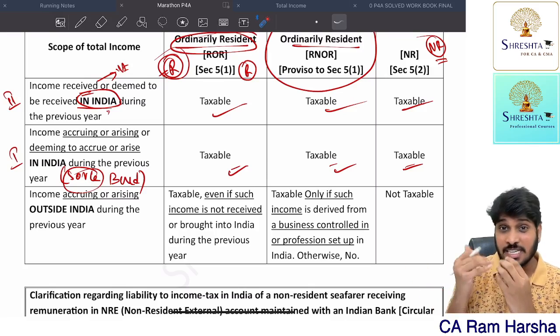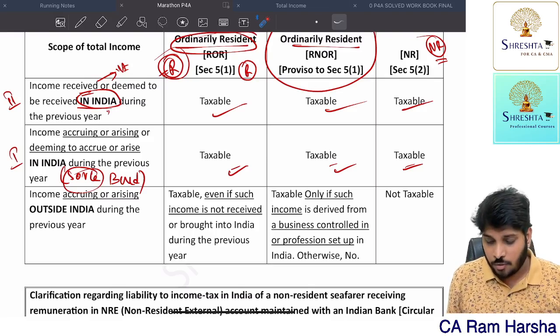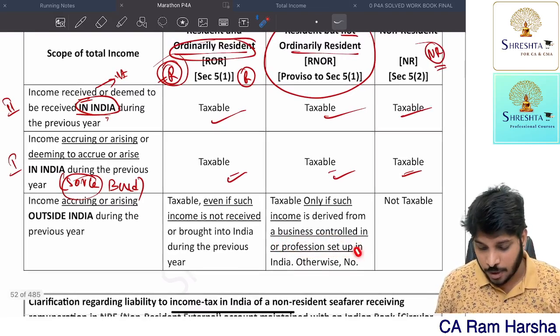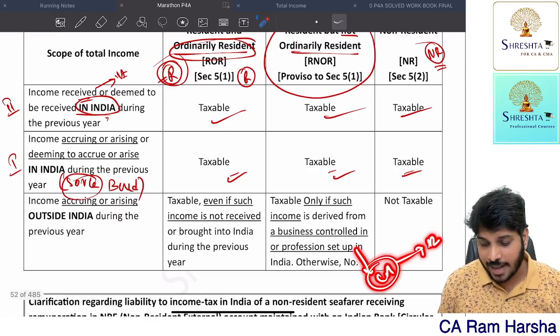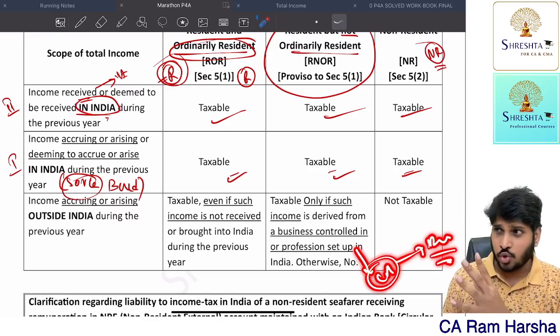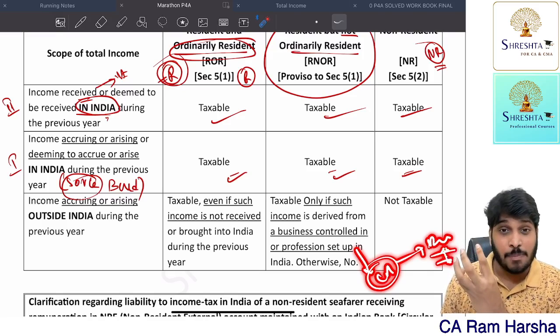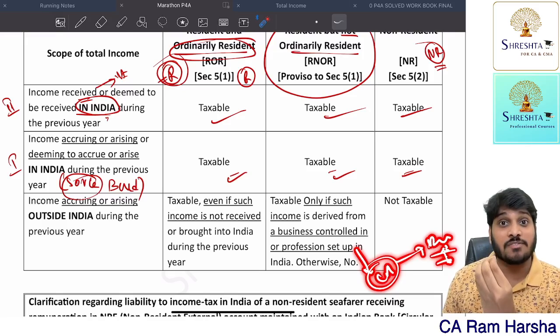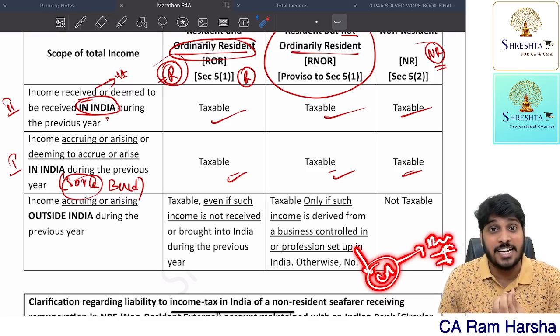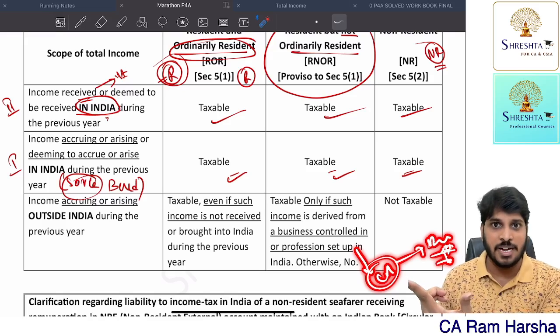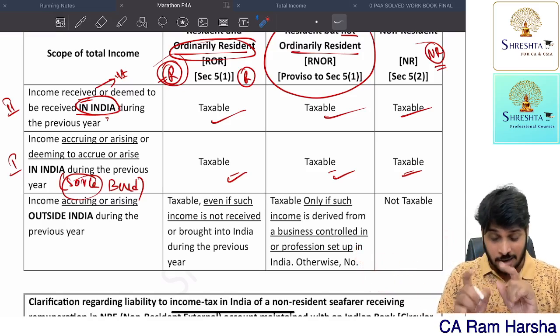Or the profession is outside India, but it is set up from India. What is a profession set up in India? Simple. I'm a chartered accountant. I opened a branch office outside India. Though I opened a branch outside India, that's a CA firm. That particular profession has got validity through a CA degree provided in India. Profession set up from India. Getting the point? Still, it is taxable.